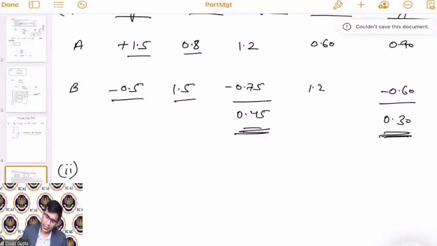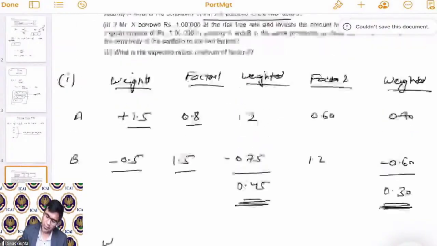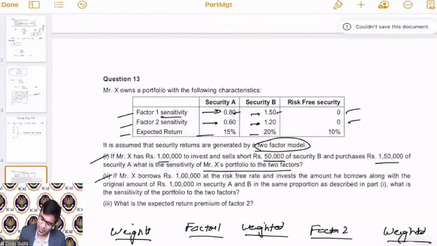Now what is the second part of the question? It says that if Mr. X borrows 1 lakh at the risk-free rate and invests the amount he borrows along with the original amount of 1 lakh in the security A and B in the same proportion as described in part 1, what is the sensitivity of the portfolio? Now it is complexing the situation. Now what they are saying is, see, 1 lakh he originally had, another 1 lakh he is taking. Now in totality he has 2 lakh.